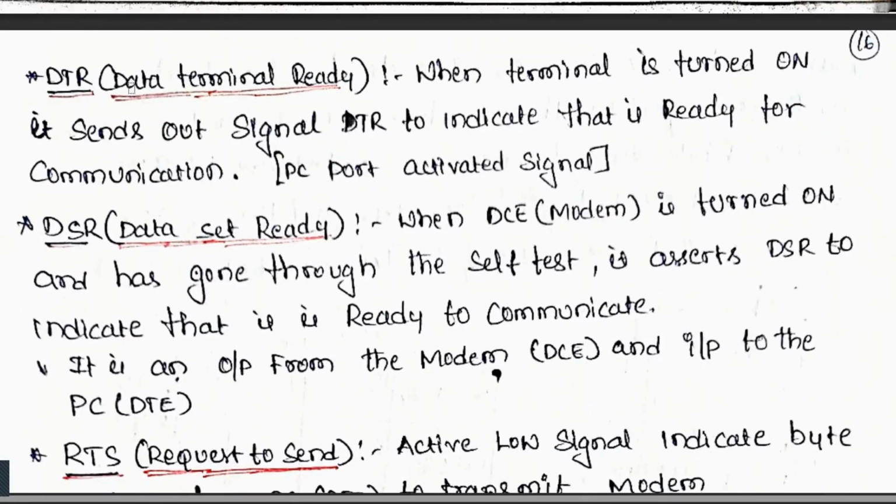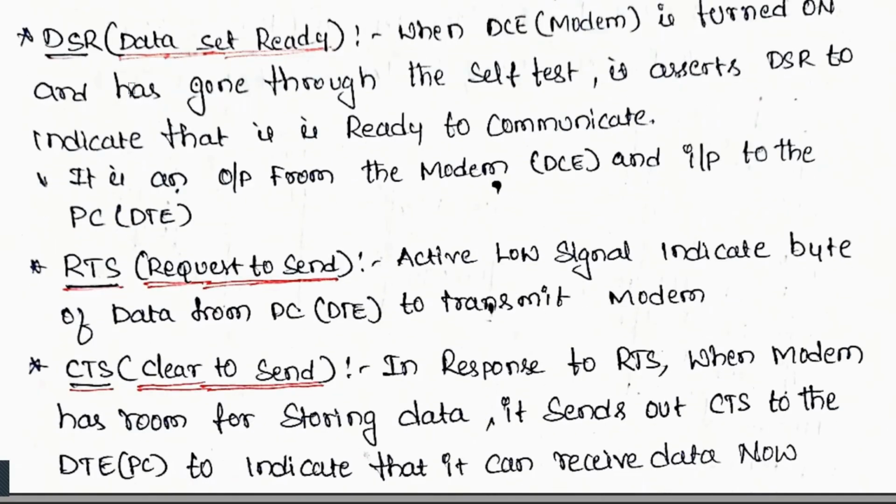DTR is data terminal ready, where the terminal is turned on and sends out the DTR signal to indicate that it is ready for communication. DSR is data set ready. This is turned on when it has gone through the self-test, that is, it asserts DSR to indicate that it is ready to communicate. It is an output from the modem and an input to the PC.